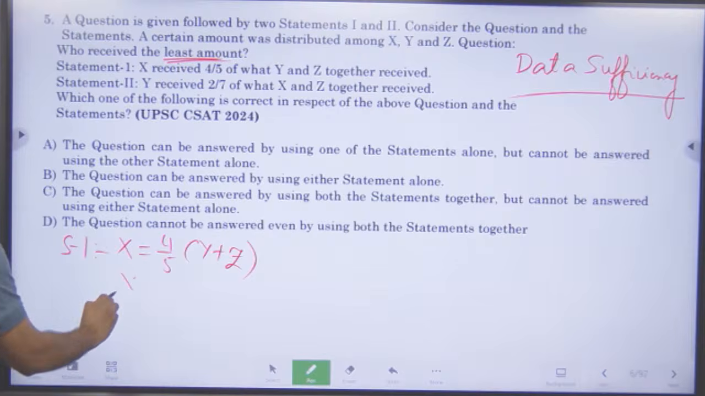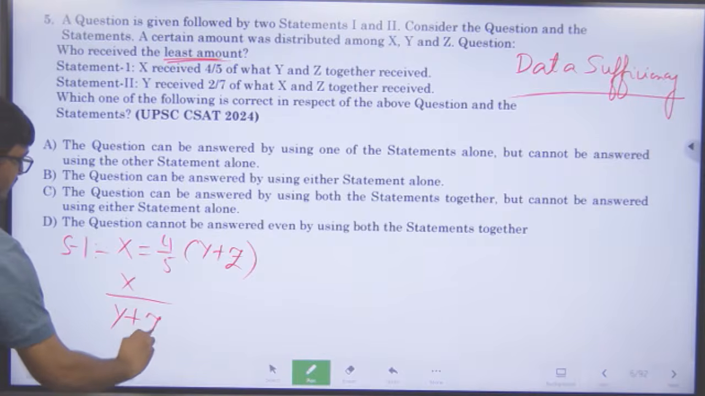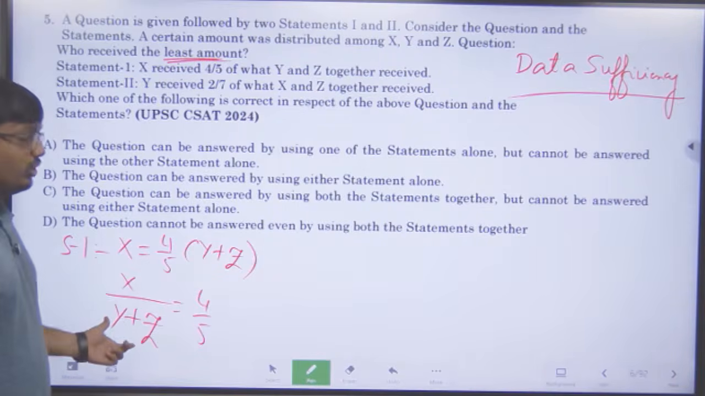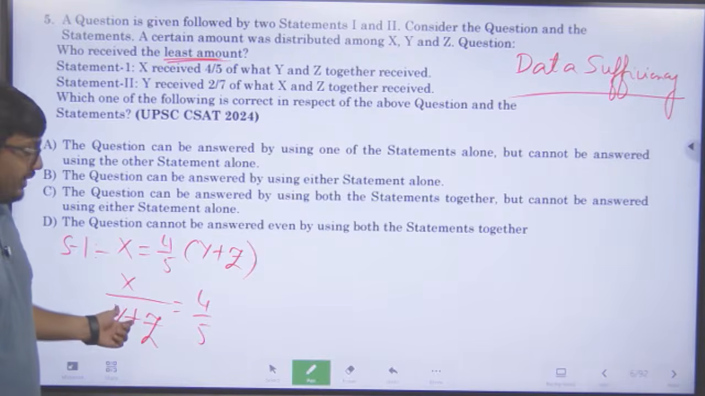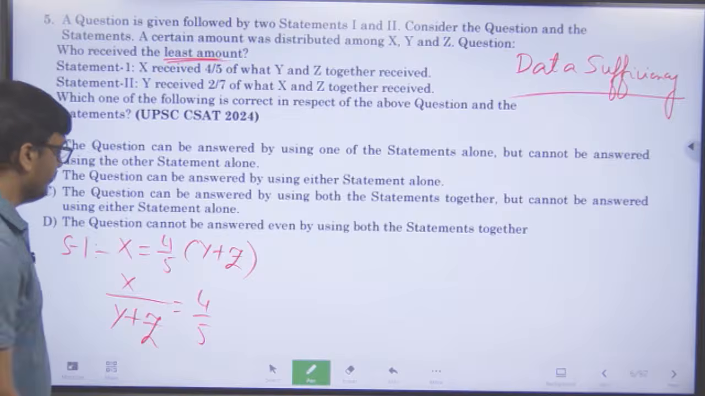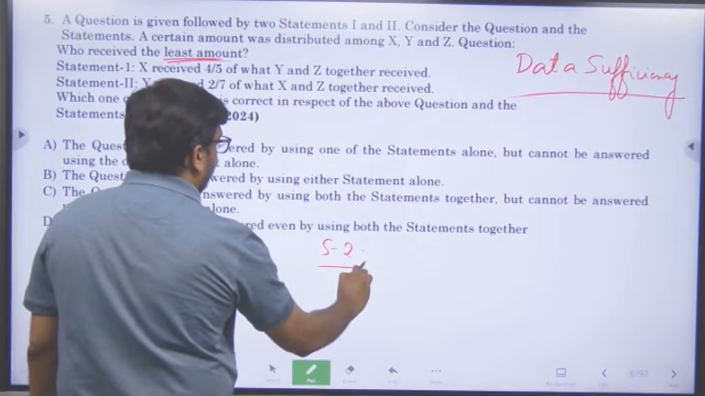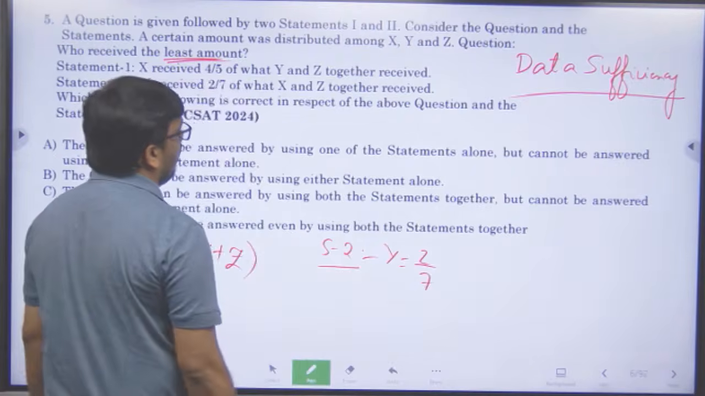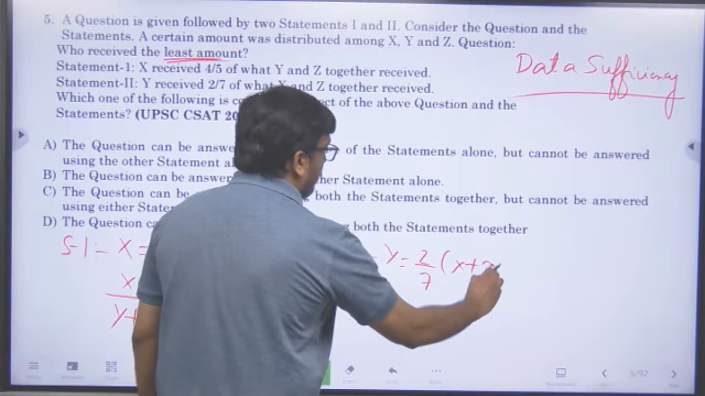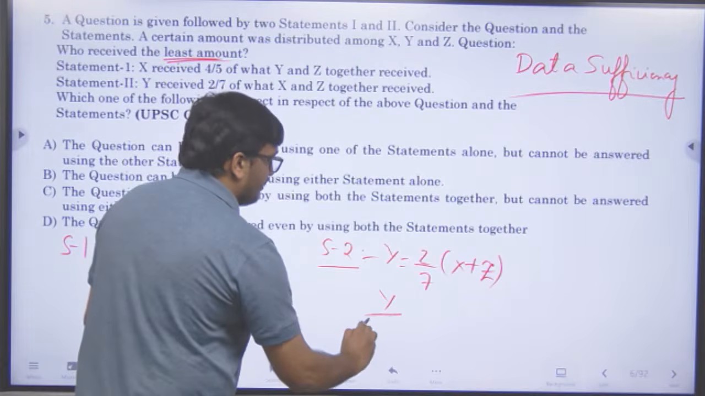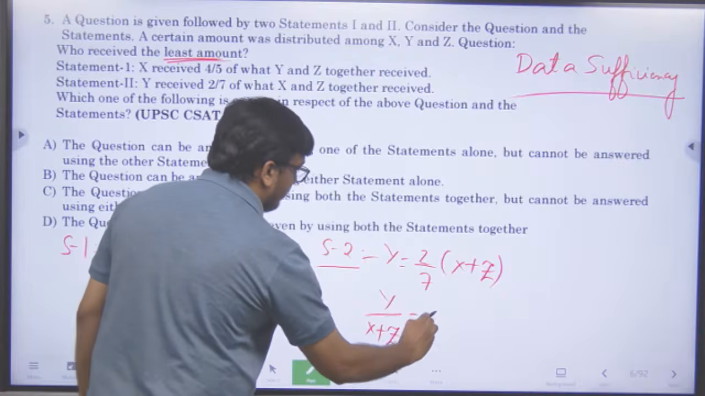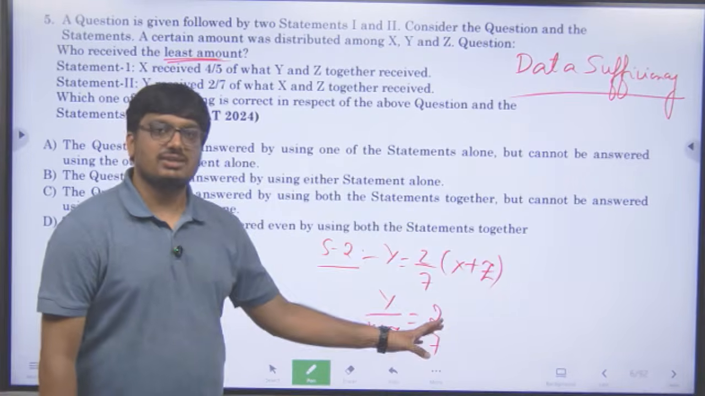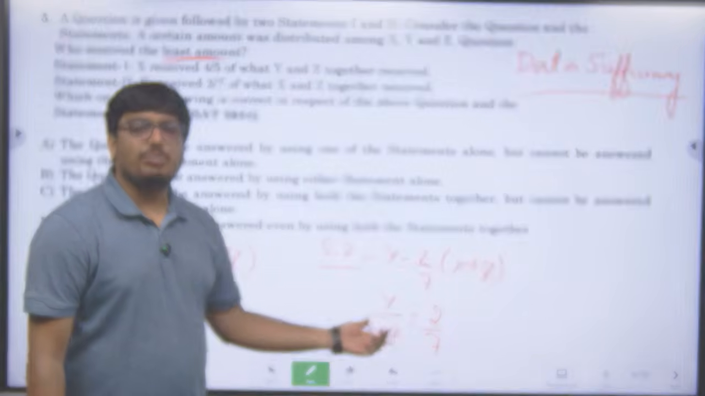Listen here. Alphabets on one side: x by y plus z is equal to 4 by 5. What is the meaning of this? x will get 4 parts. Both y and z together will get 5 parts. You don't know individually how much y will get and z will get. So come to statement 2. y received 2/7 of what x and z together received. Then alphabets on one side: y by x plus z is equal to 2 by 7. That is, y will get 2 parts, both x and z together will get 7 parts. And you don't know individually how much x will get and z will get.